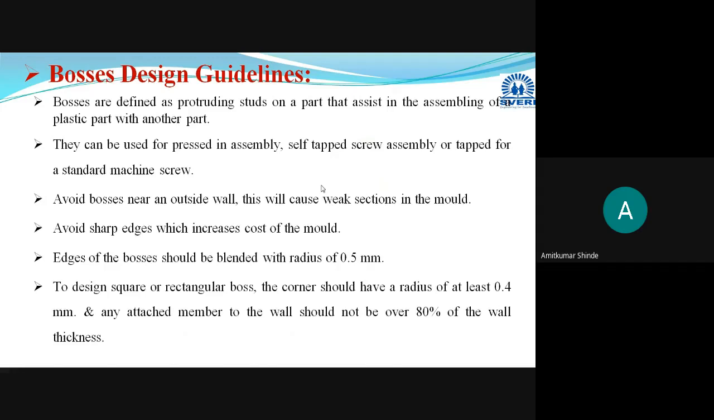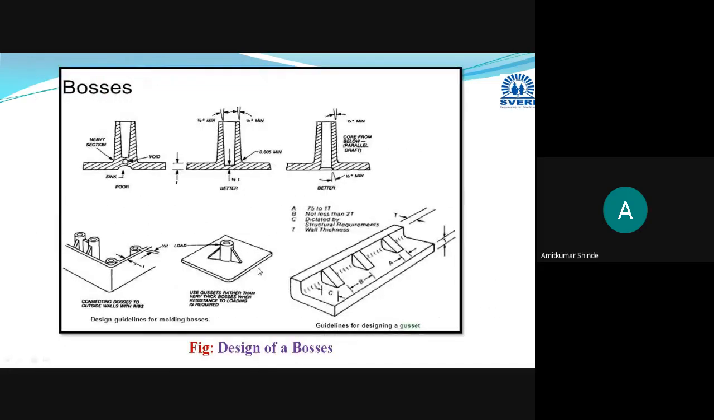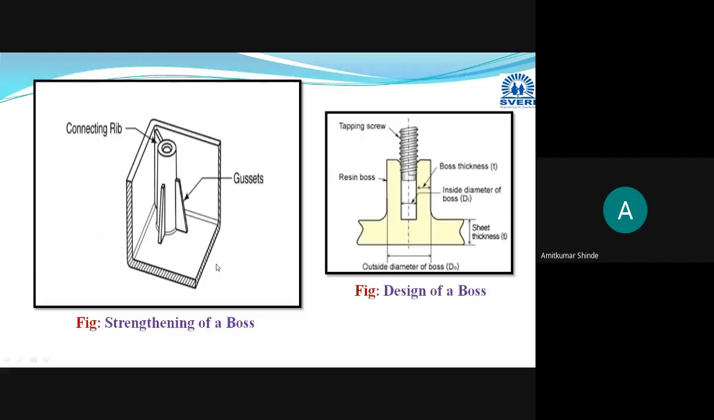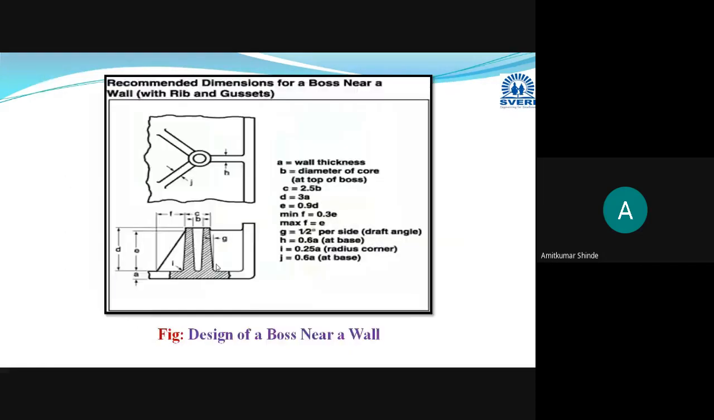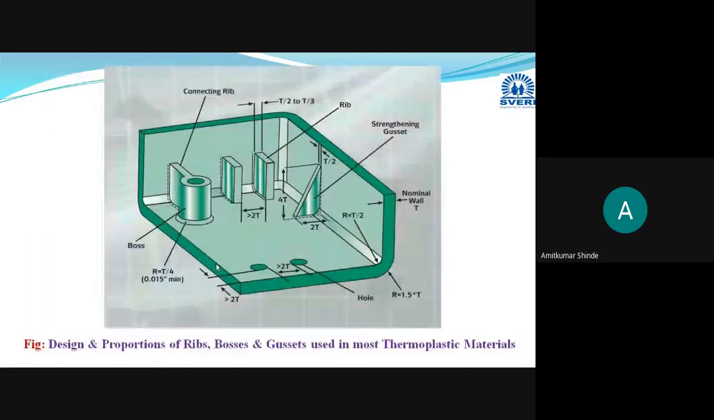What is the meaning of boss, why it is provided, and how it should be provided, related to its dimensions. So this is the boss. In this diagram you can see the cylindrical hollow portion is the boss, and this triangular supporting portion is termed a gusset. We'll try to search for more diagrams. This cylindrical hollow portion is the boss.